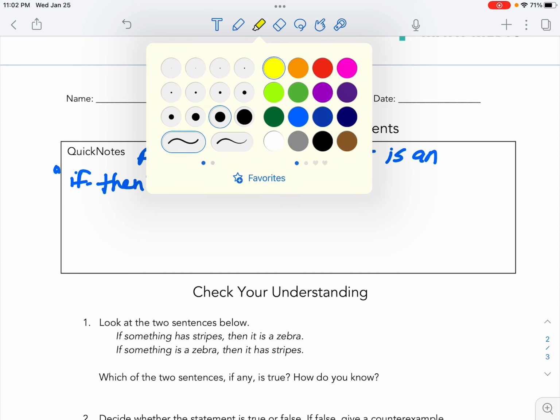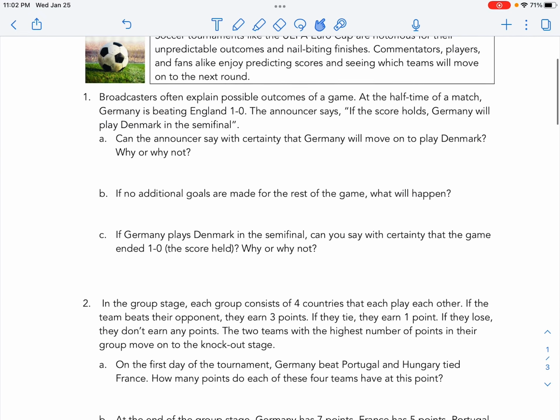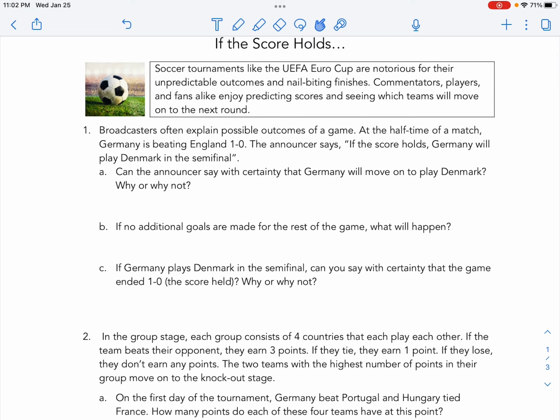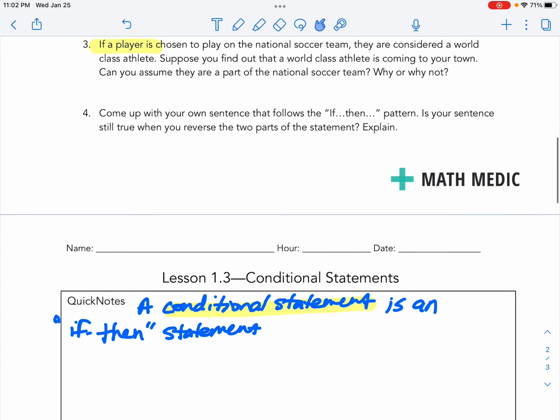So really two parts to that, and we can most certainly go back in some of these examples and see the phrasing that occurs on the front side. How many times does the word if appear? If the score holds, if no additional goals, if Germany plays Denmark. So this repeats very, very frequently on the front side here. And this is really how a lot of different statements that we see in geometry play themselves out.